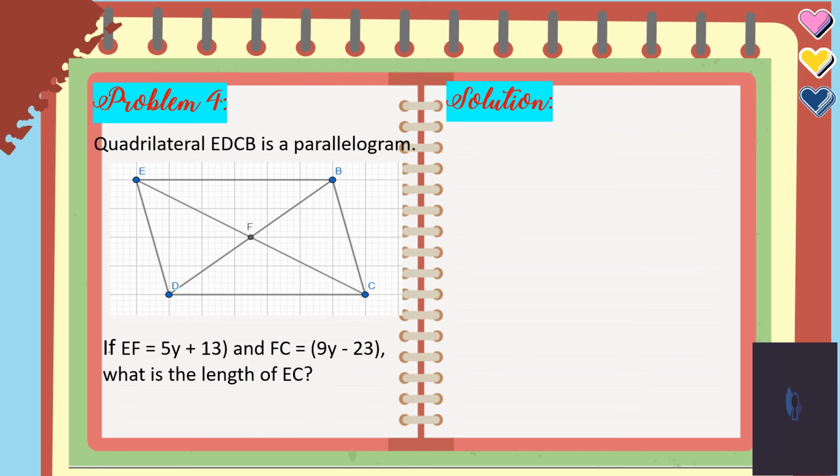The property of a parallelogram states that the diagonals of a parallelogram bisect each other. So therefore, we can say that EF is congruent to FC, and therefore their measures are equal. So since EF measures 5y plus 13 and FC measures 9y minus 23, then we can say that these are equal.